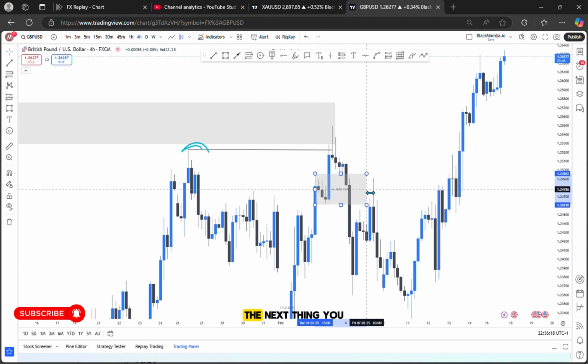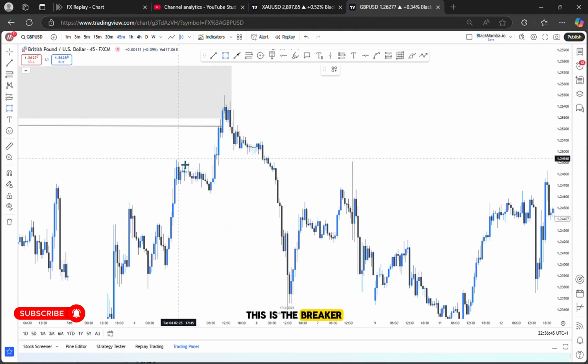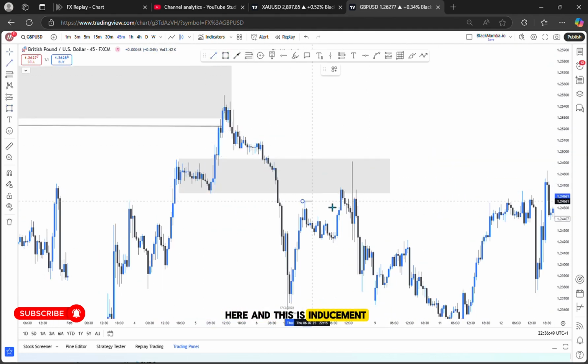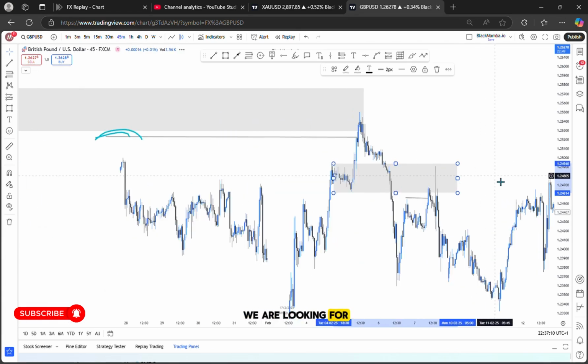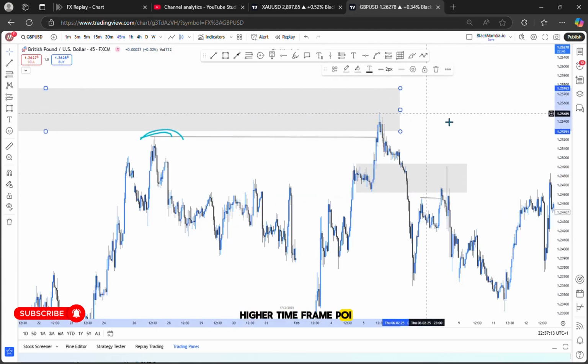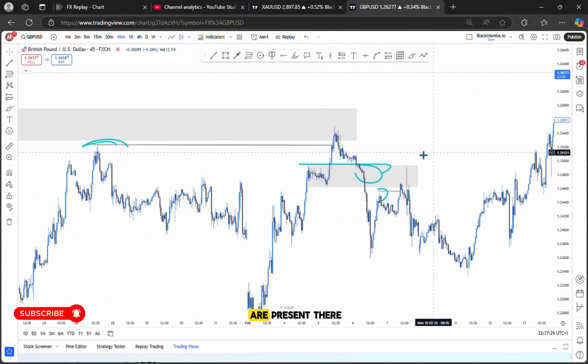This demand failed. The next thing we want to look out for is, does this demand that failed align with the fair value gap? This is the fair value gap here. It does align with this fair value gap here. If you go to a smaller time frame, you see that it even has an inducement. This is the breaker here, and this is the inducement. This is also a valid point of interest, and it has everything we are looking for. In reaction to the higher time frame POI, this demand failed, and we have a fair value gap and inducement. So those three things are present there.